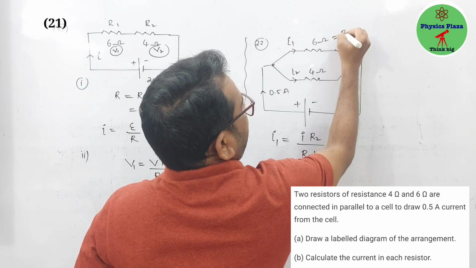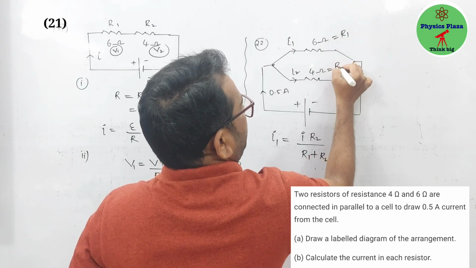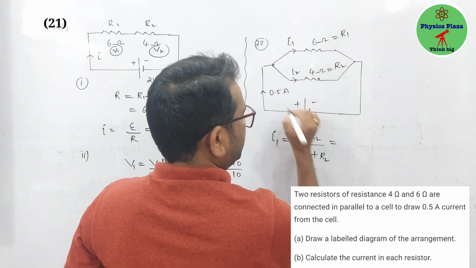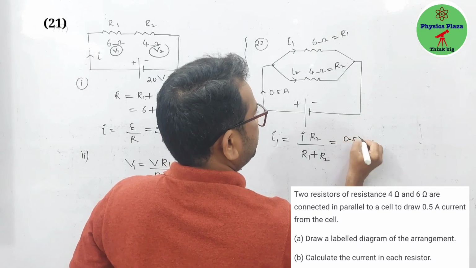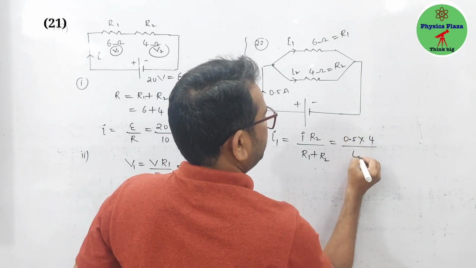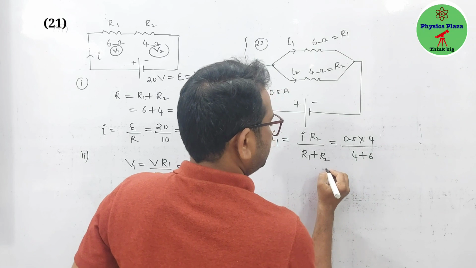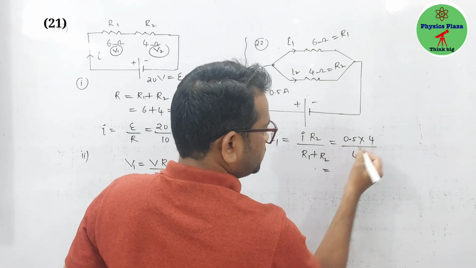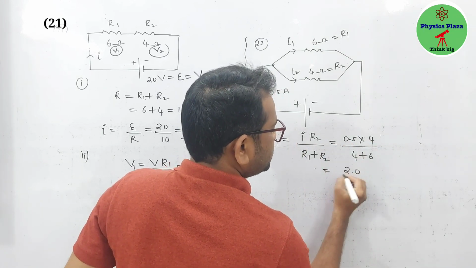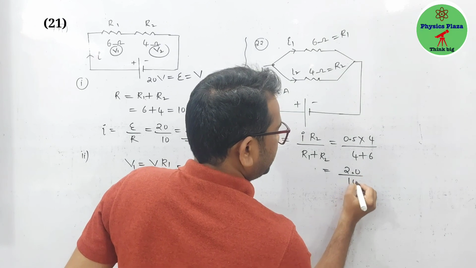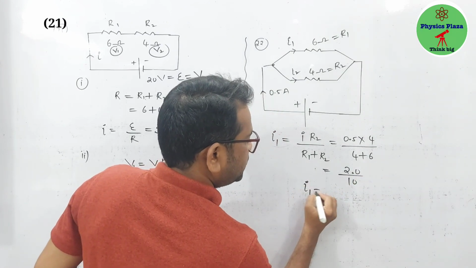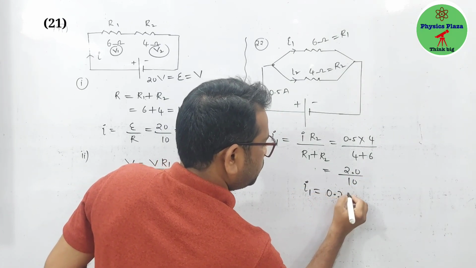If you consider this R1, this will become R2. So the total current is 0.5 into 4 by 4 plus 6. This will be 0.5 into 4, how much, children? It is 2.0, that is 2 by 10. So here I1 is equal to 0.2 ampere.